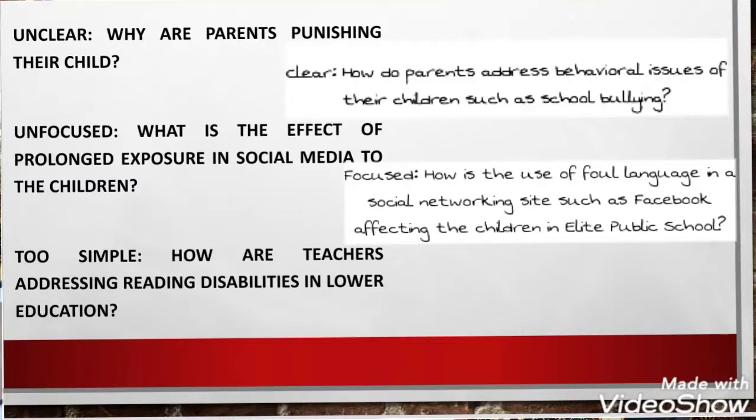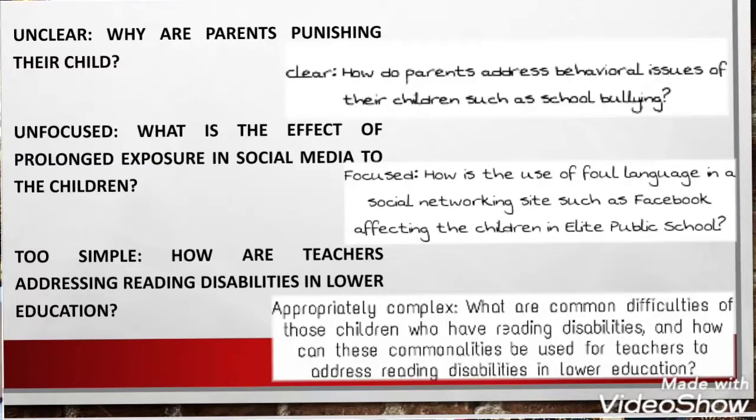That's better. The third one is the simple versus complex issue that you'll need to consider. If it's too simple, we have the question, how are teachers addressing reading disabilities in lower education? You have to ask the question with the right level of complexity, such as this one. What are common difficulties of those children who have reading disabilities, and how can these commonalities be used for teachers to address reading disabilities in lower education? So see, that's the right mix of complexity in writing your research question.